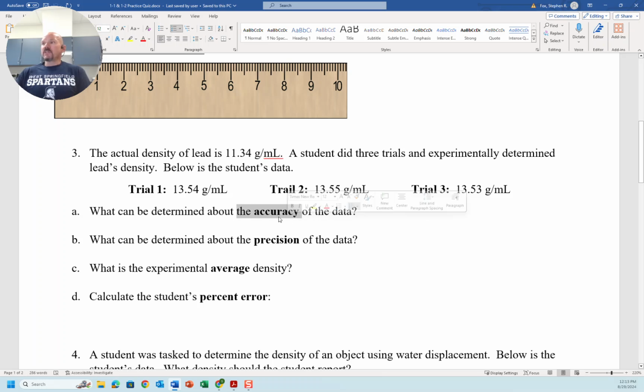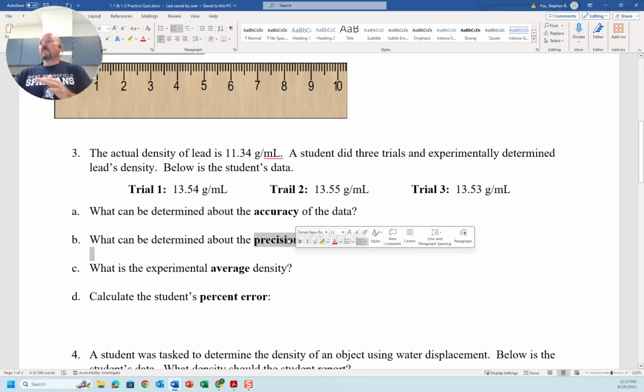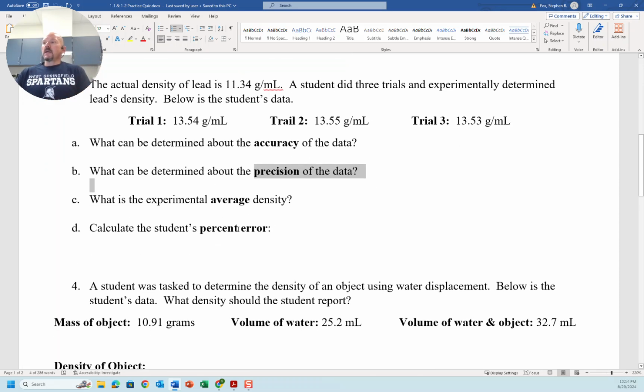We're asked about accuracy. Remember, to determine if you're accurate, you have to know what the true value is. If you're asked about precision, you don't need to know the true value. You only need to compare the measured values that you have, the experimental values, your trial values, and how they compare to each other. Okay?